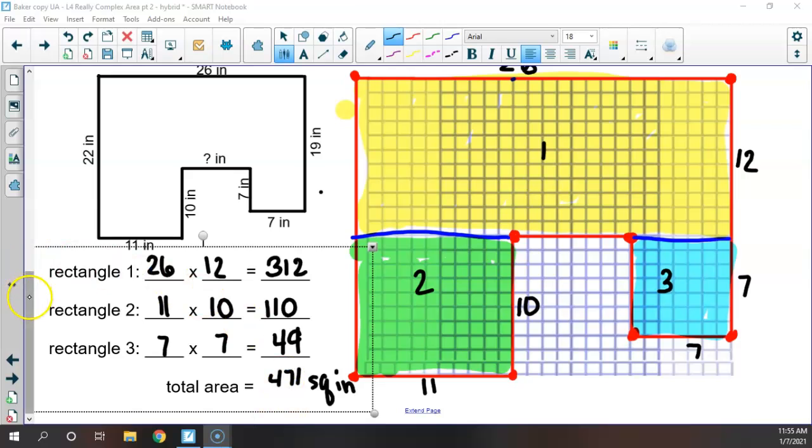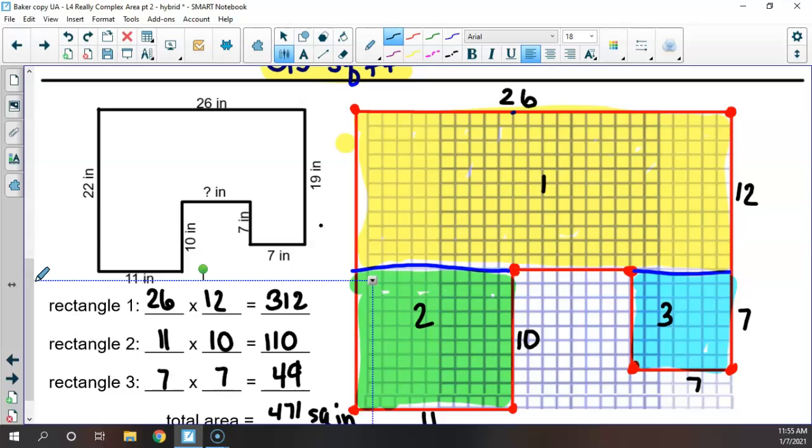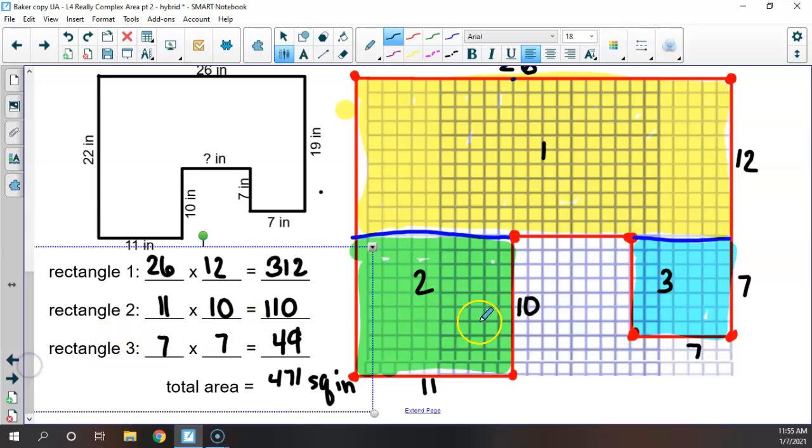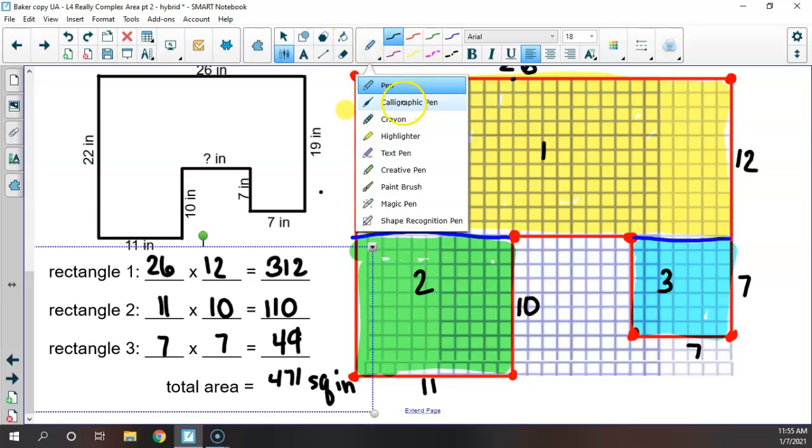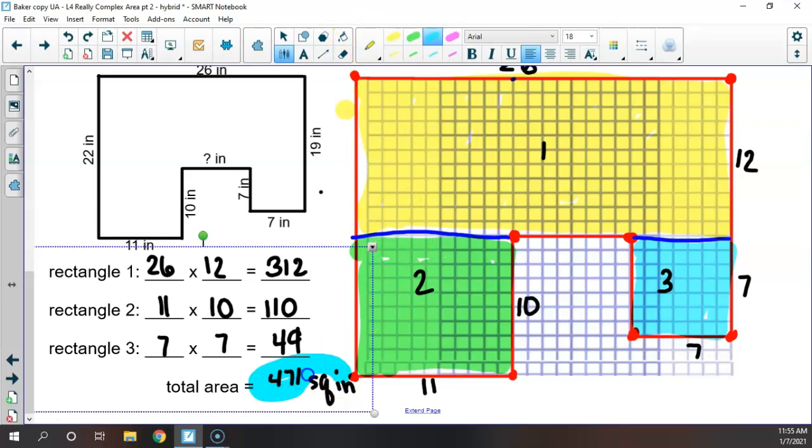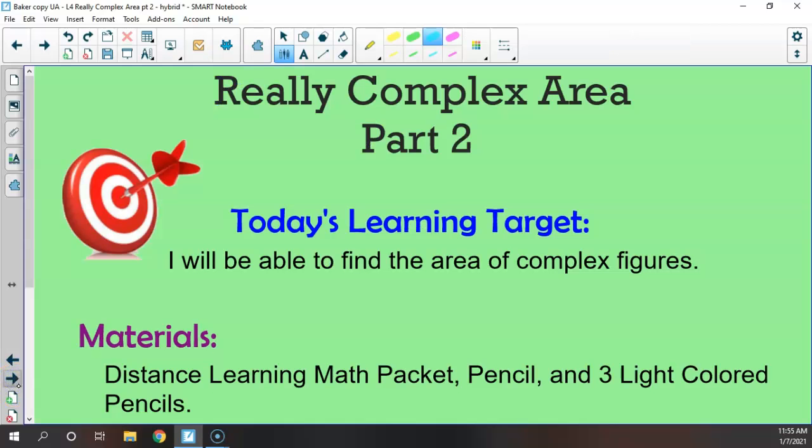All right, welcome back. So this is how I solved my area of this complex figure. I split it into one big rectangle on top and two smaller ones on the bottom. And so rectangle 1 I found to equal 312 square inches. Rectangle 2, 110 square inches. It was 11 by 10. And then that last rectangle was actually a square, 7 by 7, so it was 49. When I added all of those together, I got 471 square inches.